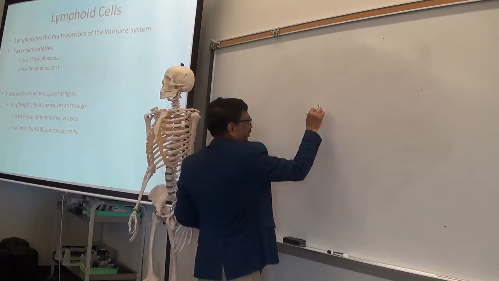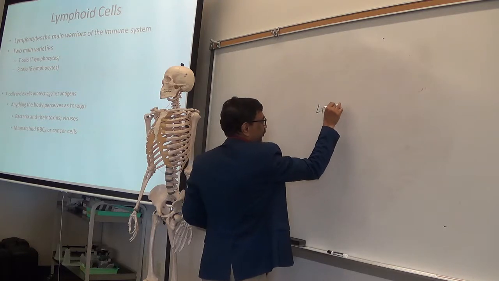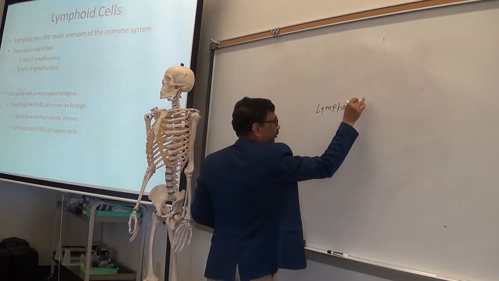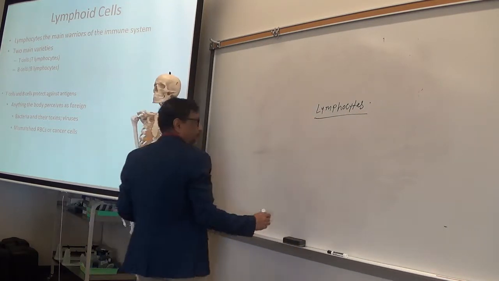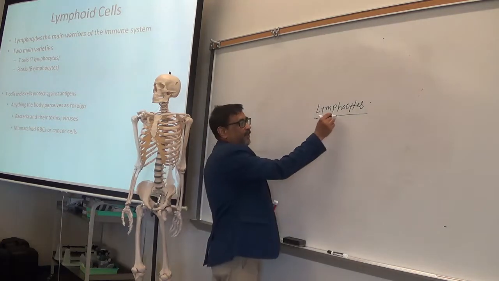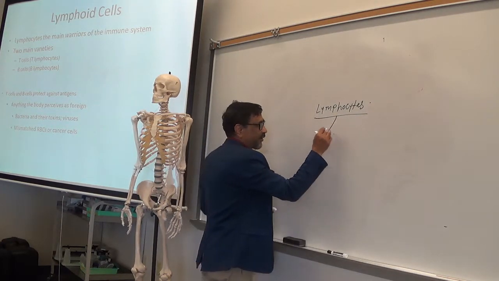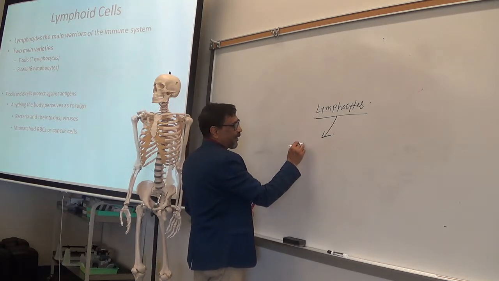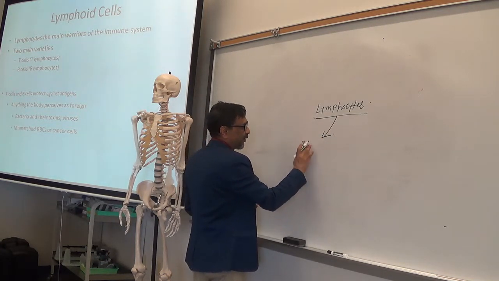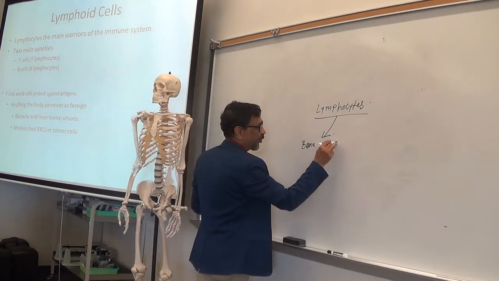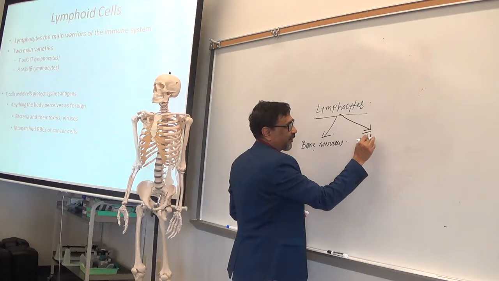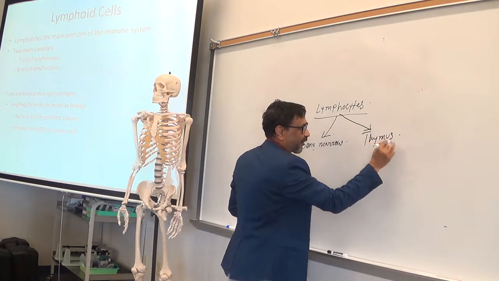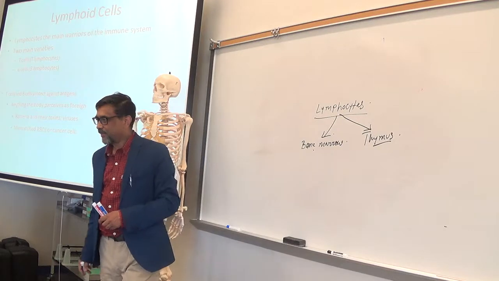After the lymphocytes are produced in the bone marrow, we know all blood cells come from the bone marrow. So after the lymphocytes are produced in the bone marrow, some lymphocytes stay in the bone marrow and get trained there, get their training there inside the bone marrow. Some lymphocytes go to the thymus and get their training there. Training to do what?